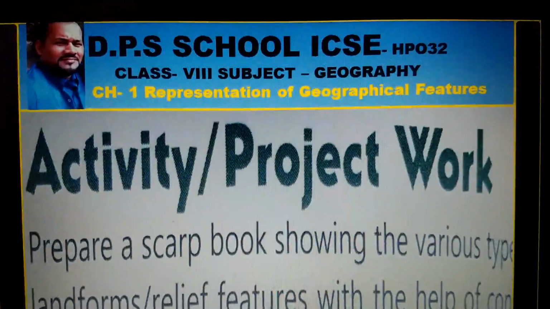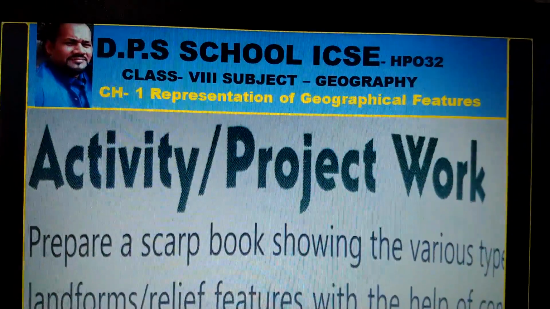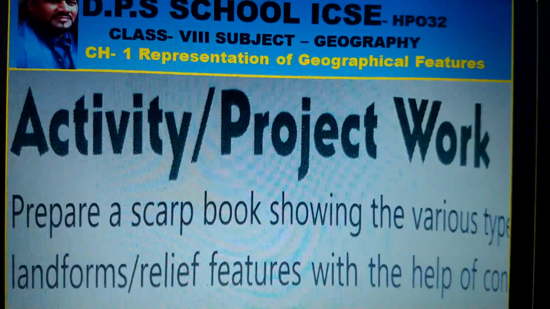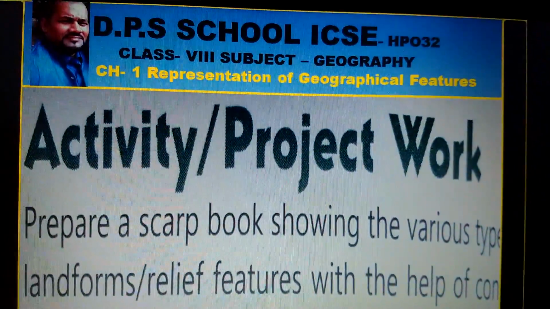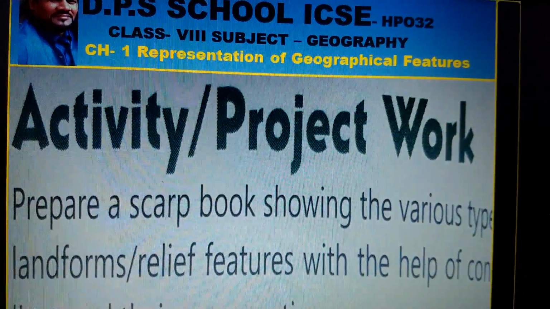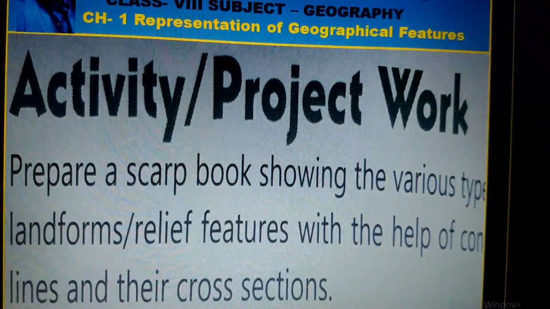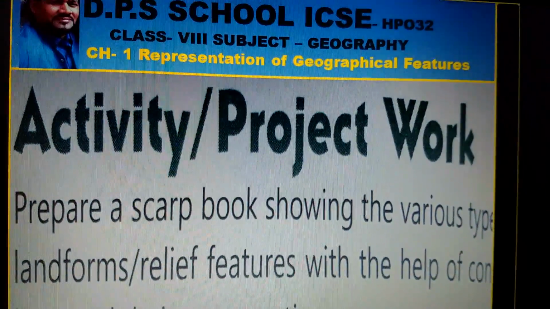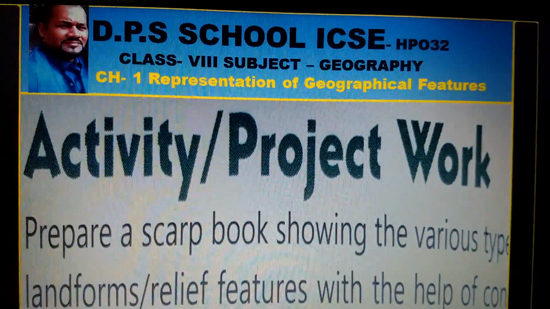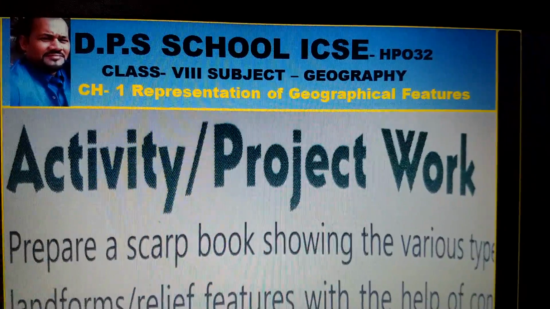Now my dear children, I have given you an activity which is a project work. You have to prepare this project work. There is a map in the next page. On that map you have to find out the outlines and the various types of landforms, relief features with the help of the contour lines and their cross sections. So please do not forget to do this activity, which is a project work, on the scrapbook.